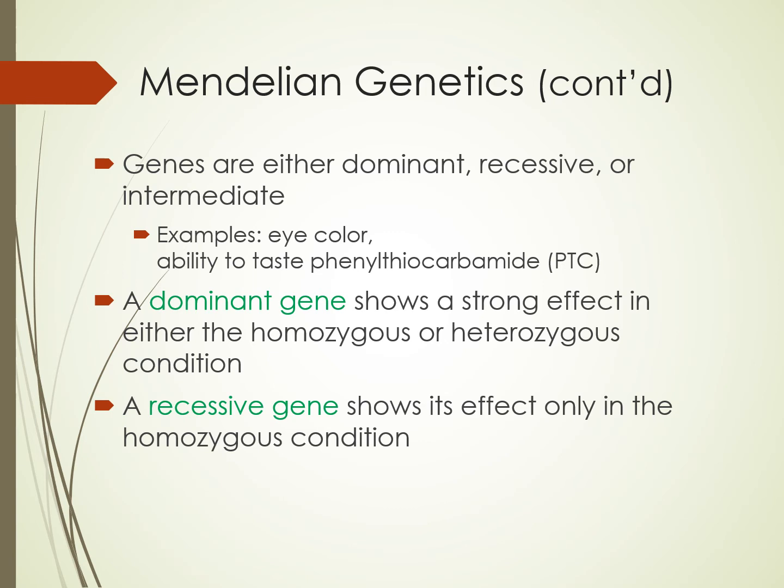So if I have a dominant gene, it's going to show a strong effect, and we're going to mostly see the expression of that gene, whether a person is homozygous and receives two of this, in this case, being able to taste phenylthiocarbamide, or whether it's heterozygous, where I have one gene that's allowing me to taste PTC and one gene that does not allow me to taste. I'm going to end up tasting PTC. That dominant gene is what's going to be expressed.